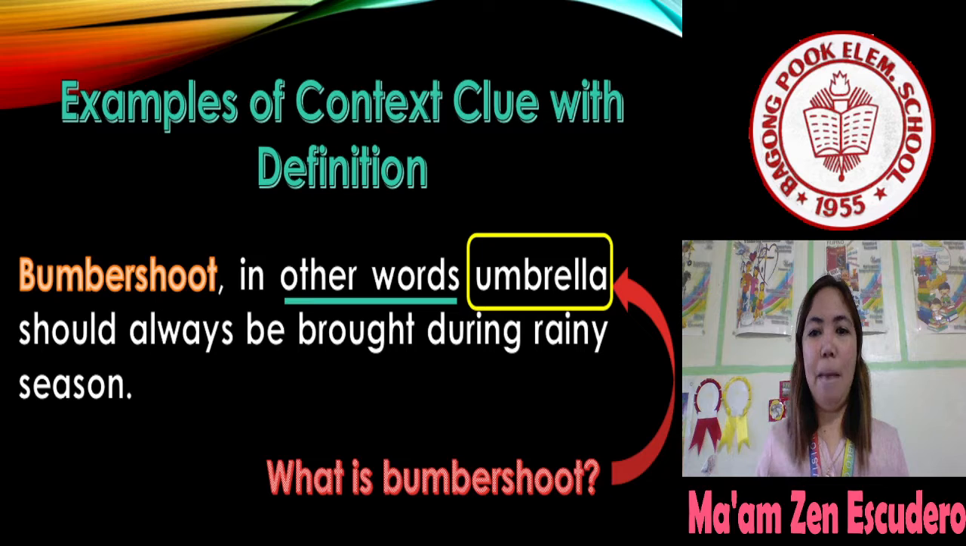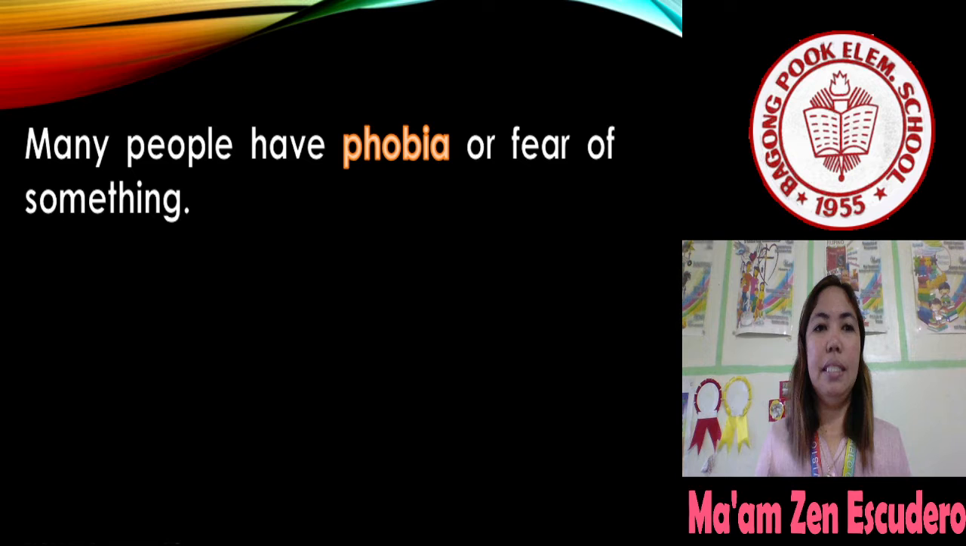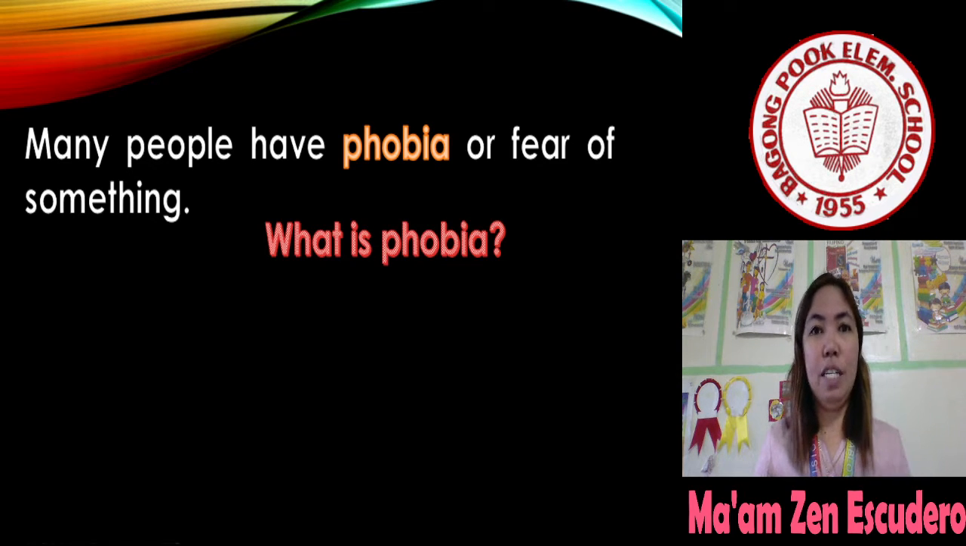Let's have another example. Let's read. Many people have phobia or fear of something. Do you know what is phobia? It seems unfamiliar, right? But the author gives us a signal word, and that signal word is or. And the word that comes after the signal word is fear. Good job. So phobia means fear or being afraid of something.